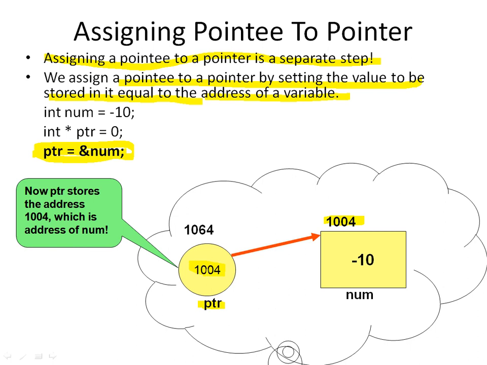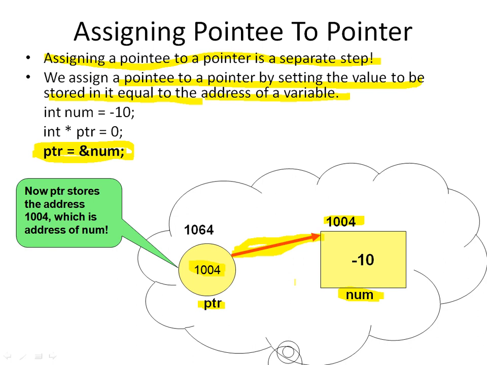Okay. And as soon as that happens, it is customary for us to show this arrow as if this variable ptr, which is a pointer, is pointing to the location in the RAM where num is stored. Okay. So as soon as I make this assignment, ptr stores the address 1004, which is the address of num. Understand, inside RAM you don't actually have arrows. This is just for the convenience of visualization.